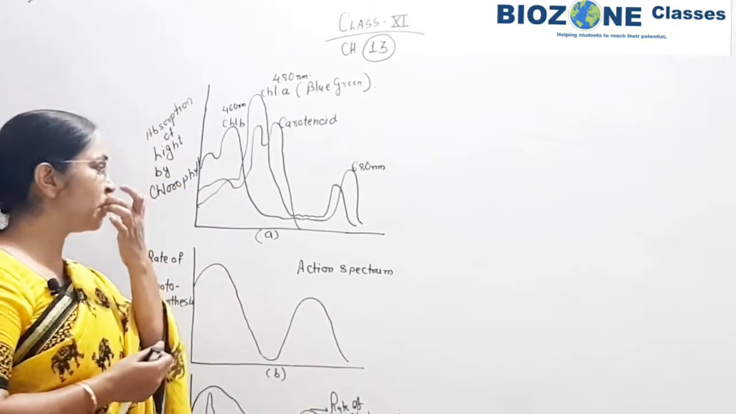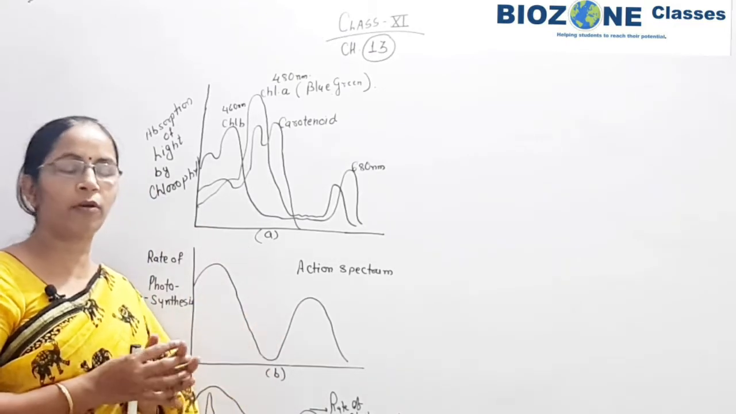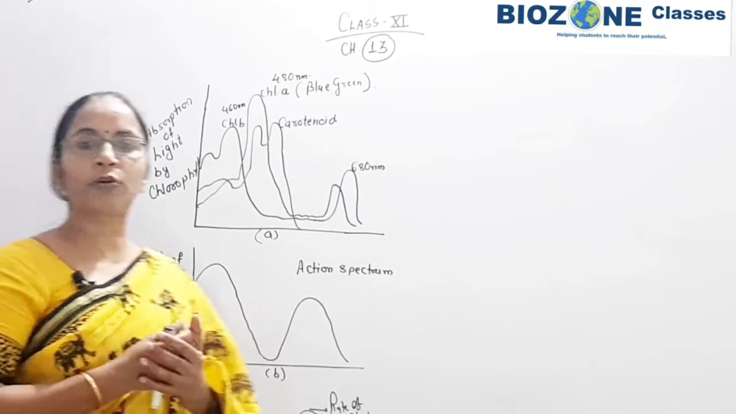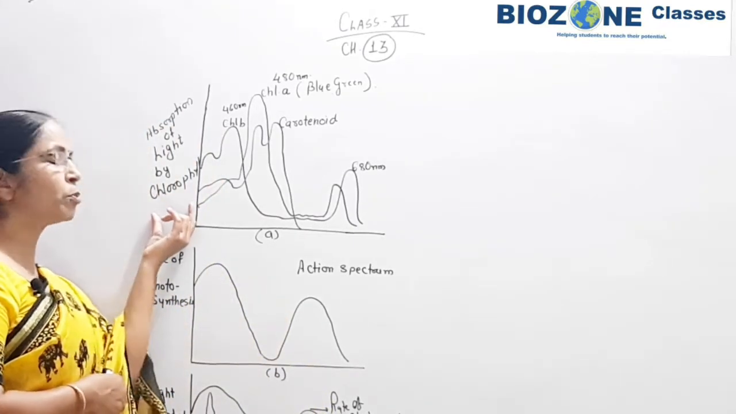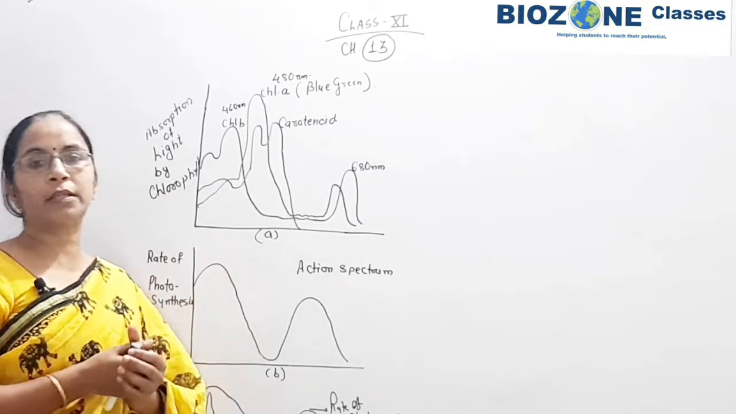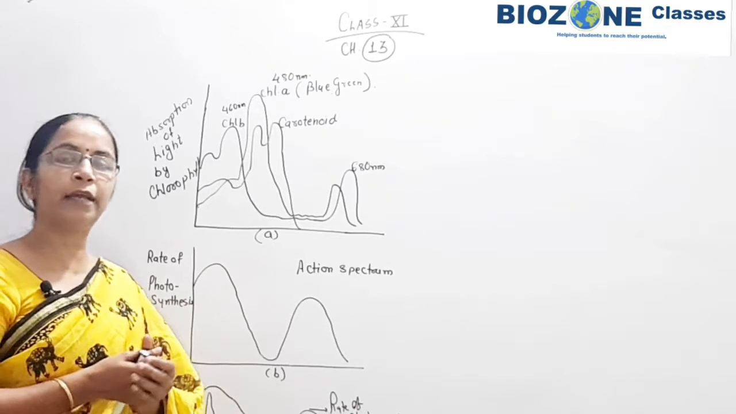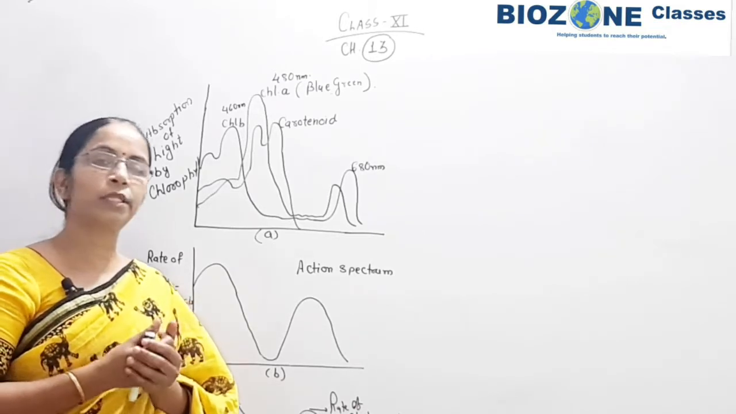On the basis of this we study the first two graphs strictly. Again and again I am saying that I strictly follow the NCERT. So here you see the absorption graph, graph A, you remember very well, explains the absorption spectrum of the photosynthetic pigment.